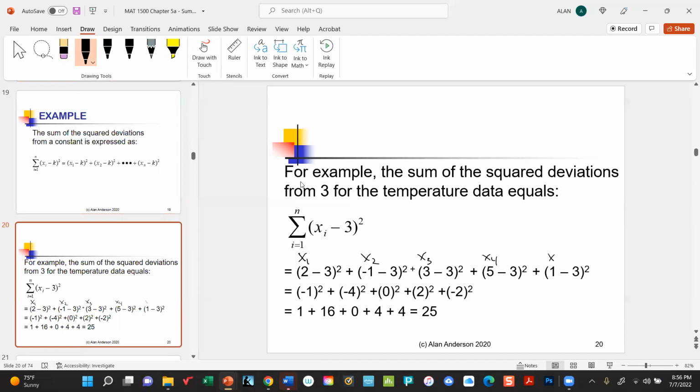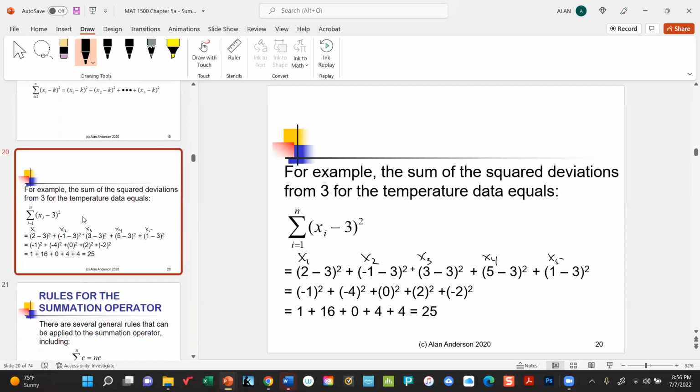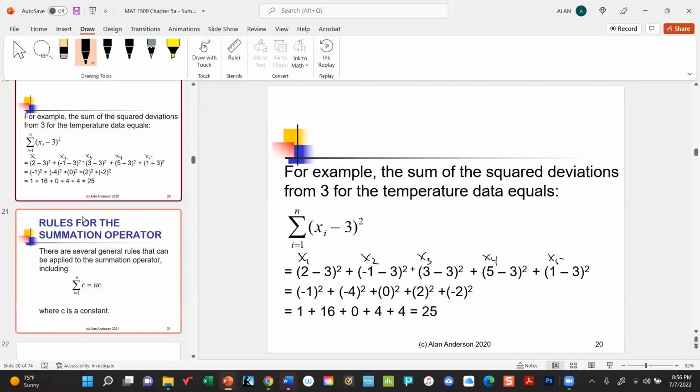X4 and X5. In each case, I'm subtracting 3, and then I square the result, and then finally at the end, I add them up. So there's all kinds of things I can do with the summation notation. I can apply it to, in principle, any function of x that I need. So it's a very powerful and flexible notation.